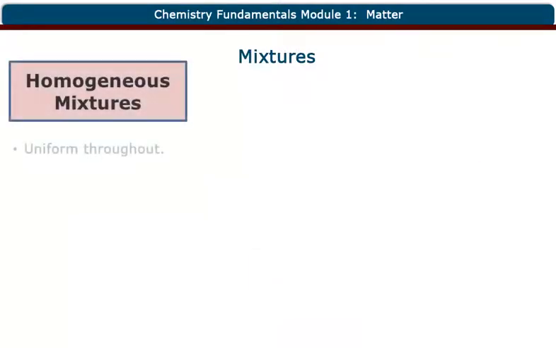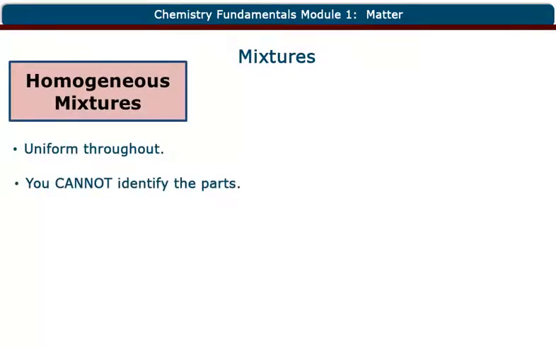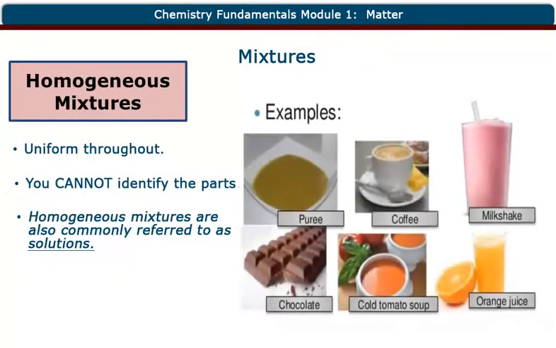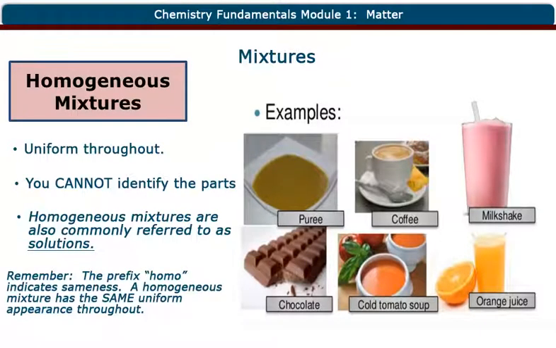Homogeneous mixtures, in contrast, are uniform in composition throughout the sample. In other words, you cannot identify the different parts. Homogeneous mixtures are also commonly referred to as solutions. Shown here are some examples of homogeneous mixtures.